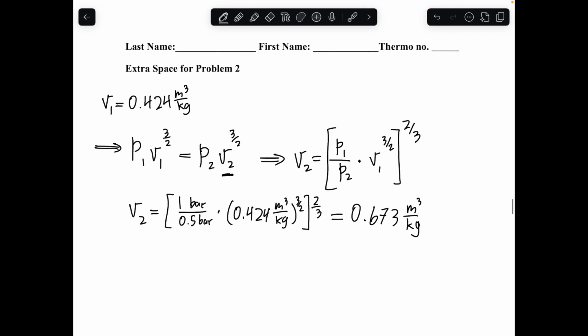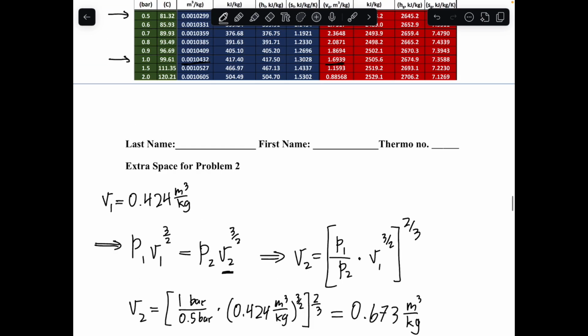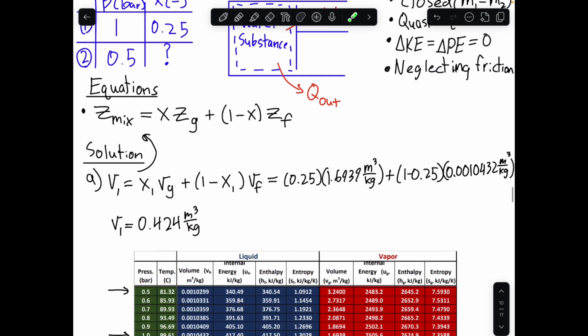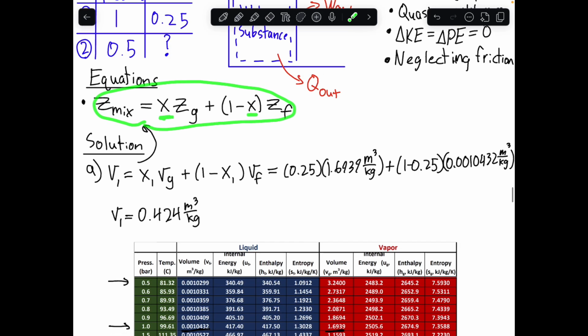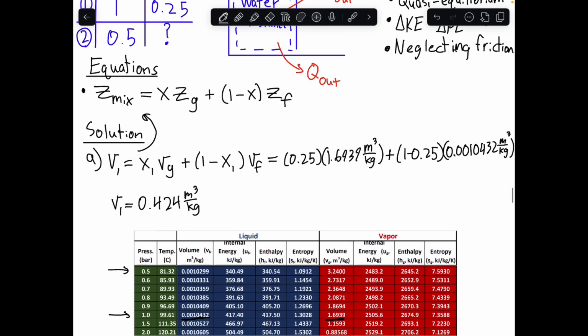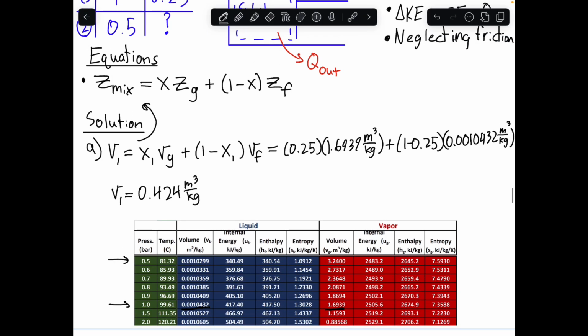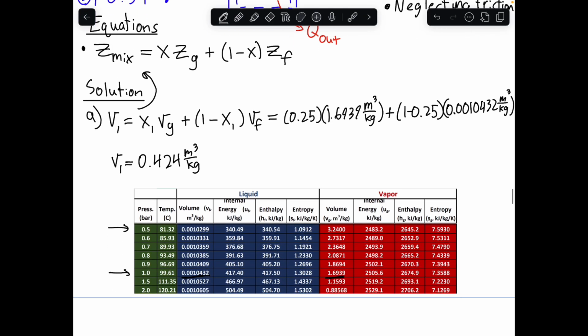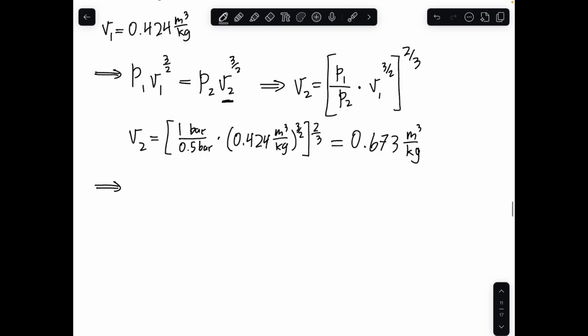Okay, great. Now we have V1 and V2. The last step is to solve for the quality x2. And we're going to do that using, again, this relationship, but it's in kind of a complicated form because we have x appearing twice here. And so maybe there's a simpler form that you have memorized, but if not, I'll just show you how to get there from this equation. We just need to do some algebra to rearrange our variables.